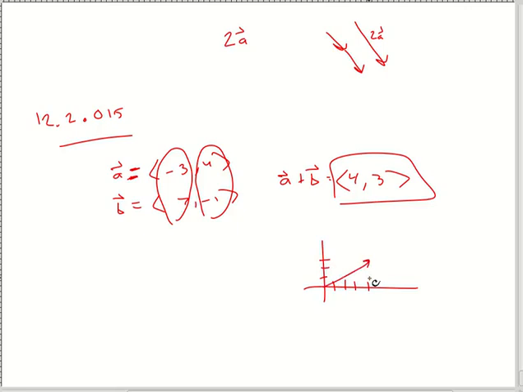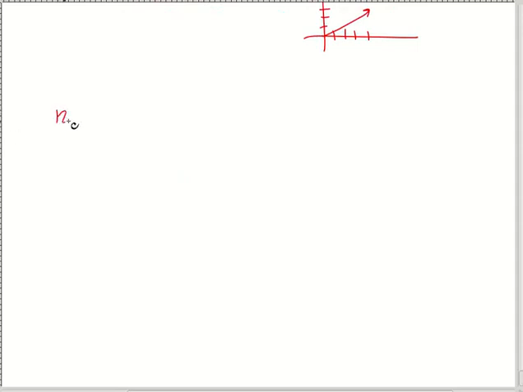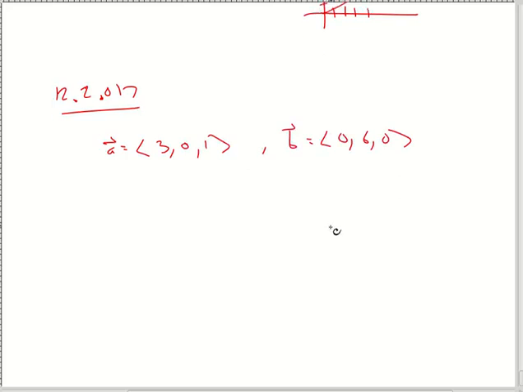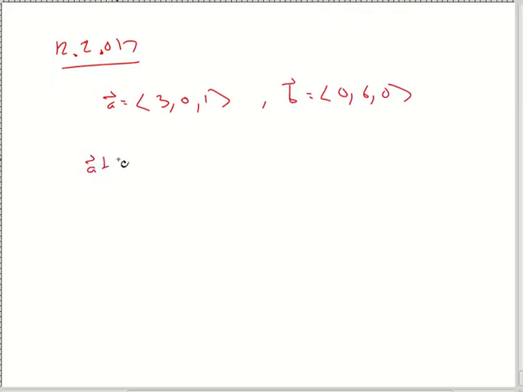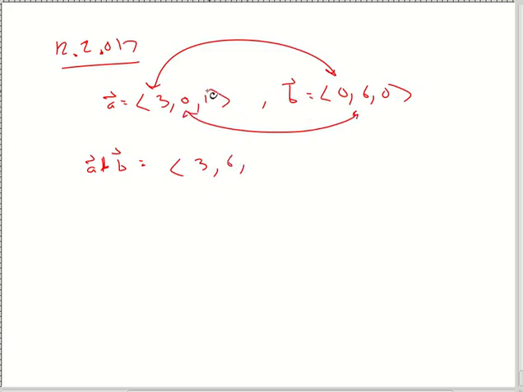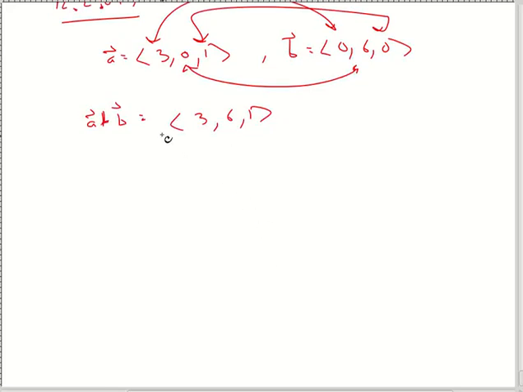Next problem. So now let's do a three-dimensional one. I got an A vector now of <3, 0, 1> and I got a B vector of <0, 6, 0>. And so when they say find A plus B, well, I'm just going to add up my x's. That would be a 3. Add up my y's. That would be a 6. Add up my z's. That would be a 1. There you go. So there's your answer.